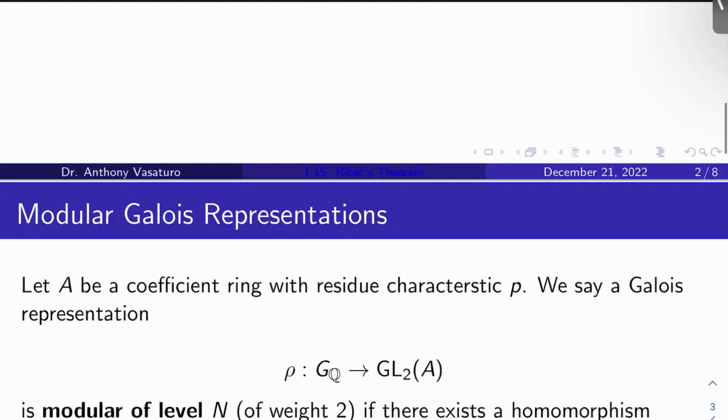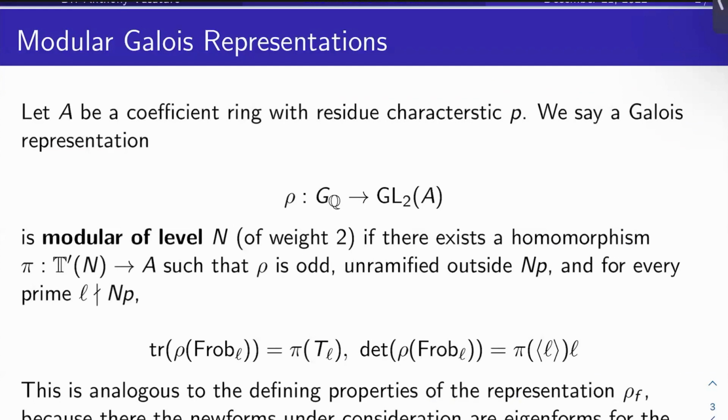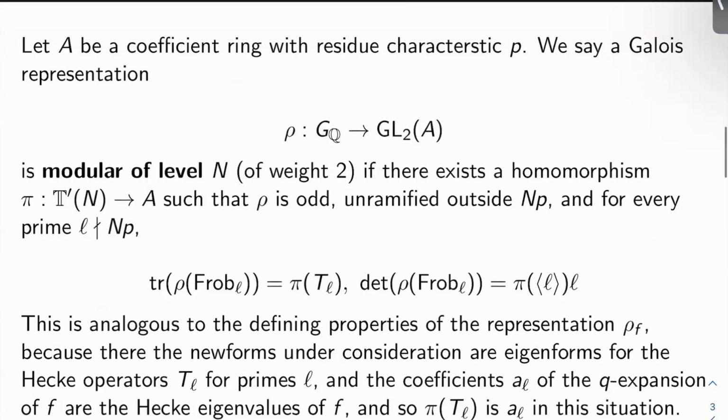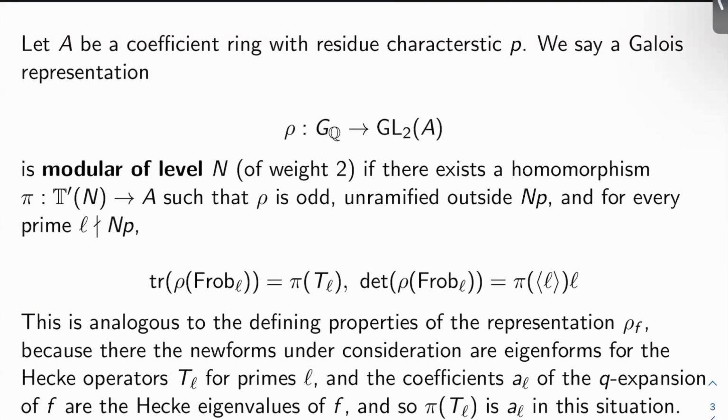All right, so what's a modular Galois representation? Let A be a coefficient ring with residue characteristic P. We're going to say a Galois representation rho from G_Q to GL2 of A is modular of level N and weight 2 if there exists a ring homomorphism pi from T'(N) to A, such that rho is odd, unramified outside NP, and for every prime L that doesn't divide NP, the trace of rho of Frobenius at L is pi of T_L, and the determinant of rho of Frobenius at L is pi of diamond of L times L.